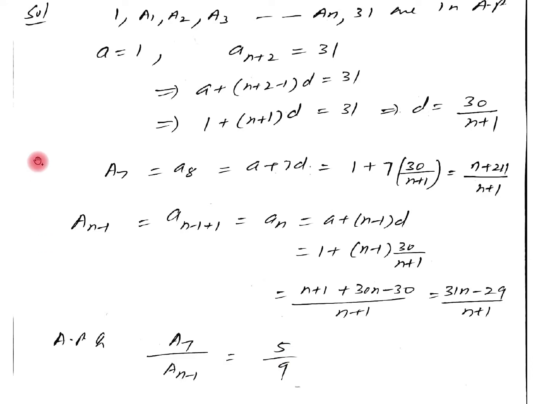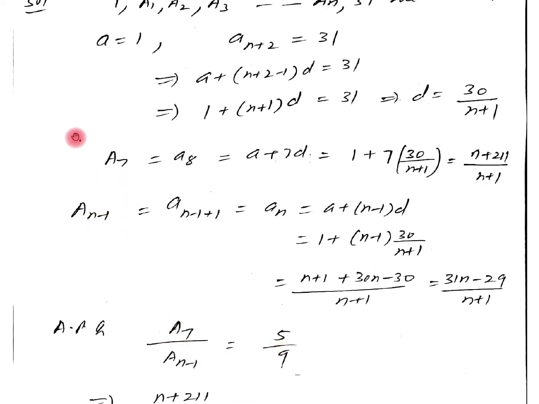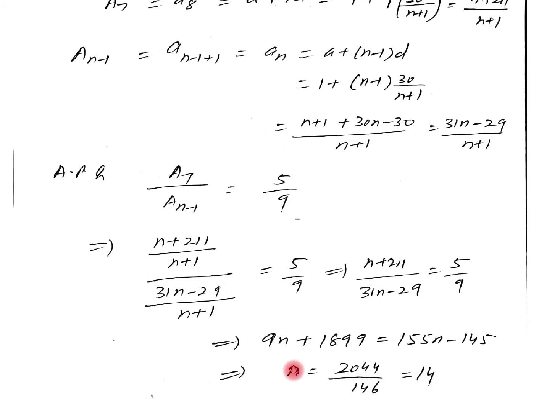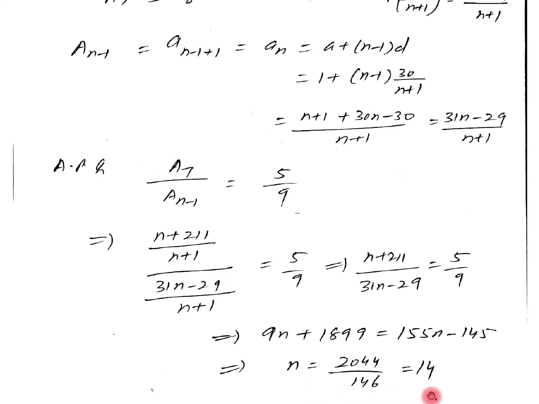Now in the question the ratio of these two is given. You can put in the values of A7 and A(n minus 1). Simplifying both sides, we get the value of n equal to 40.